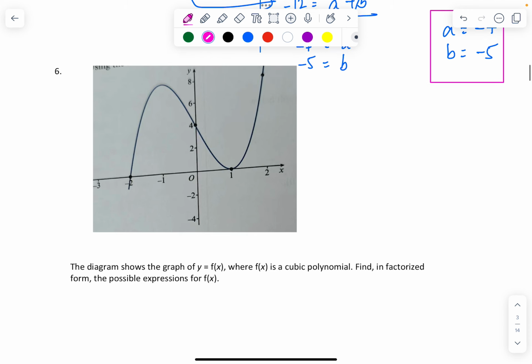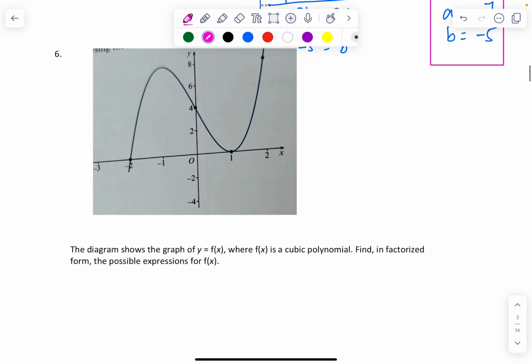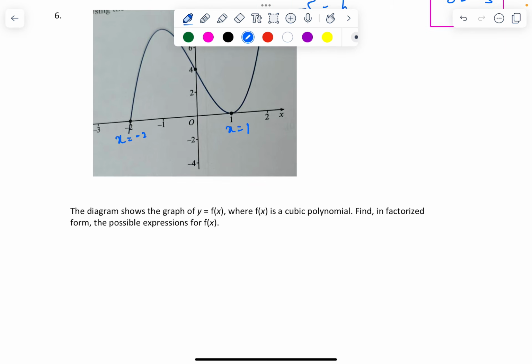Question number 6, cubic graph. So you can see that this is x equal to negative 2 and x equal to 1. So when we have to write it as a factor, first don't forget about the y-intercept. There is always a k, so you have to always look for the value of k using the y-intercept. So first let me write the factorized form.